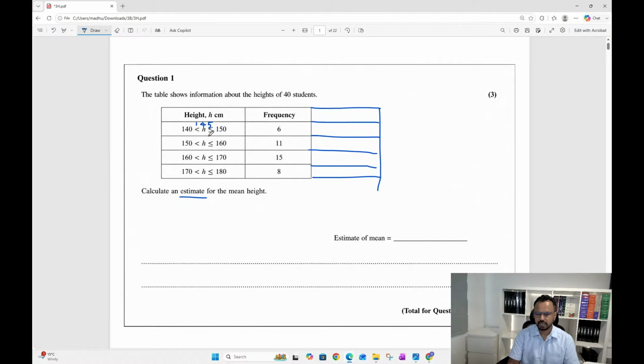145. Yes, I've made a PDF here. I can actually give it to you guys if you want. I'll email it or something. So 145 here, then 155, 165, 175. Next, what you need to do is multiply the midpoint by the frequency. That's quite easy. Thank you guys for sending the answers. Good.